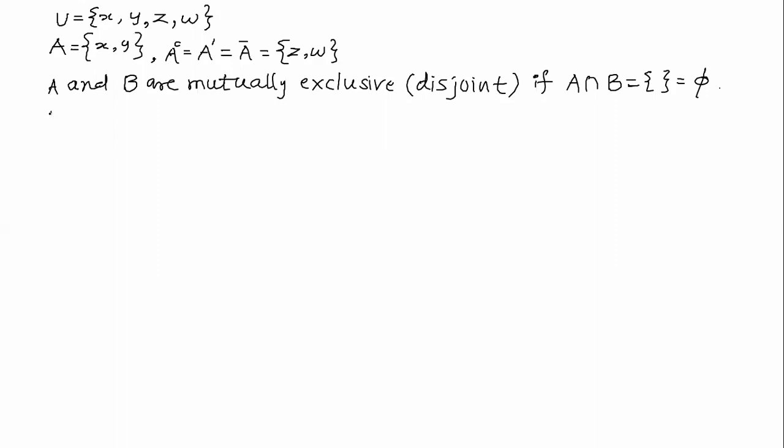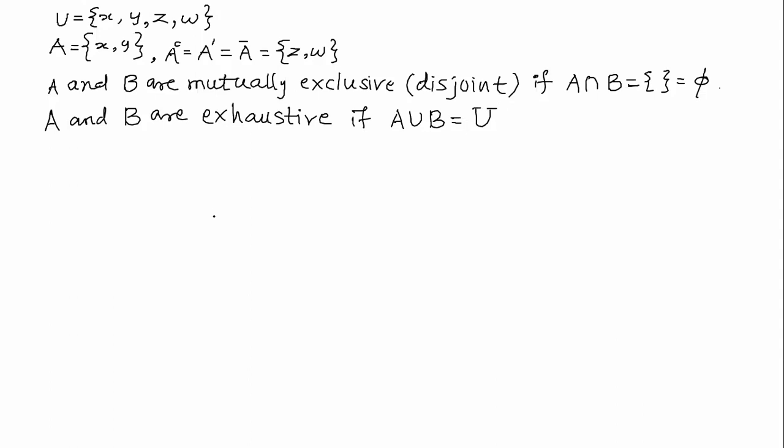Similarly, there is a concept of exhaustive also. A and B sets are exhaustive if A union B is equal to the universal set.